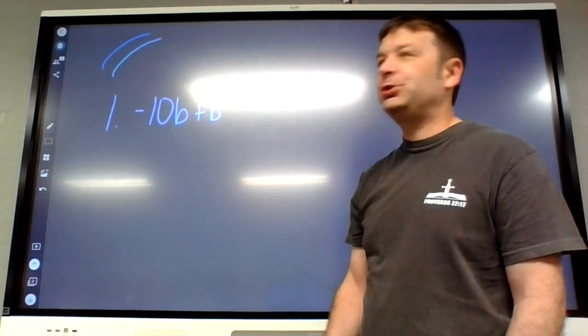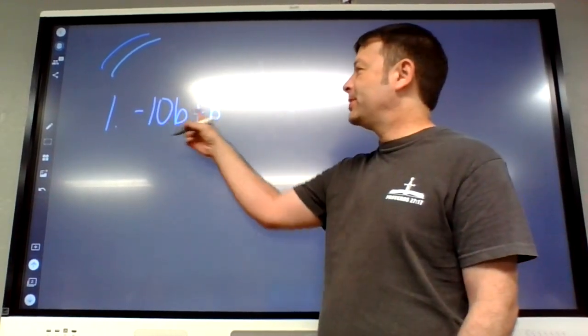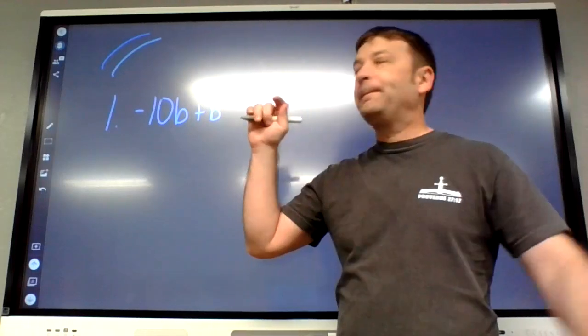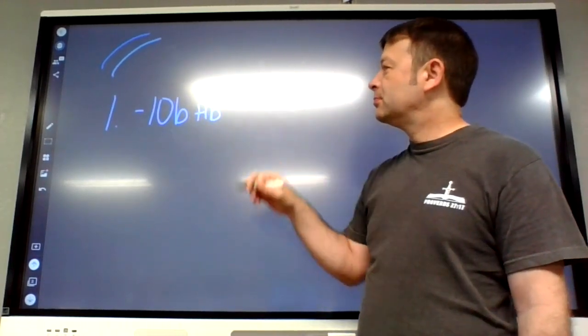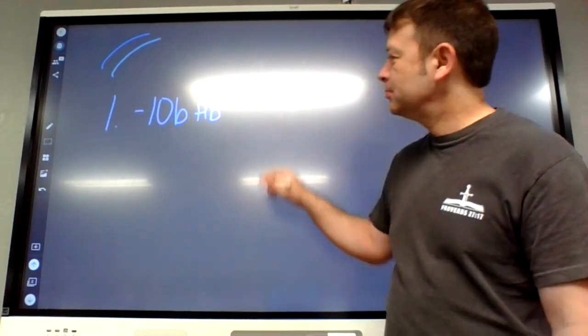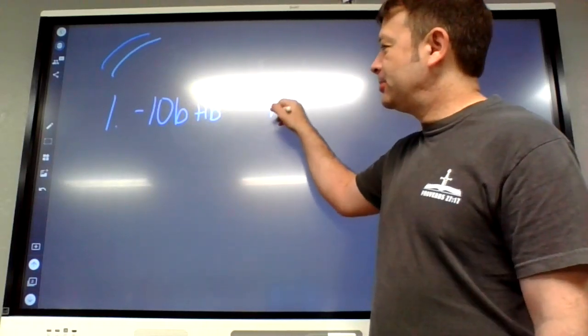Hard one. Actually, a lot of people get... All right, we're starting. Because there's a little invisible 1 in front of the other b, and so you're just going to add it to 10, so it's negative 9b.